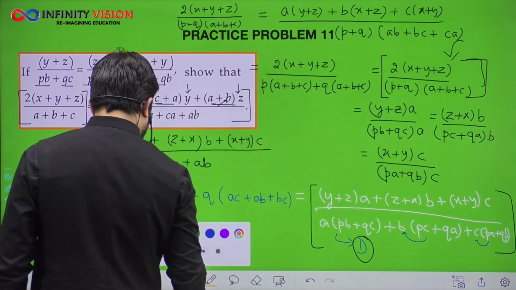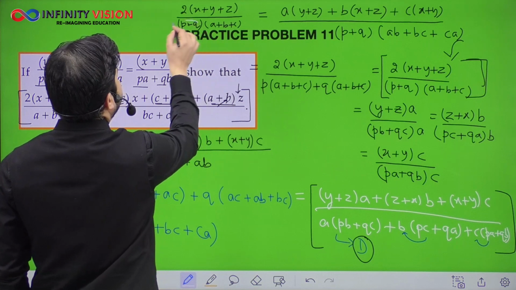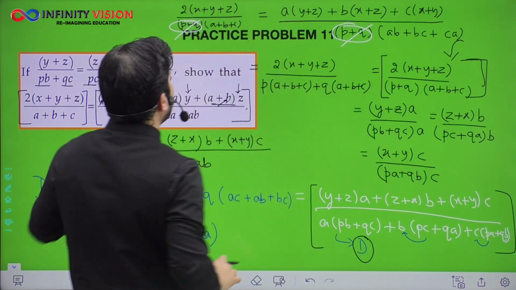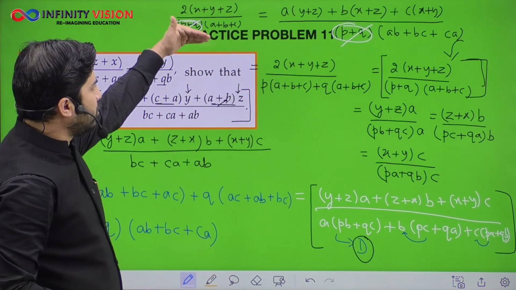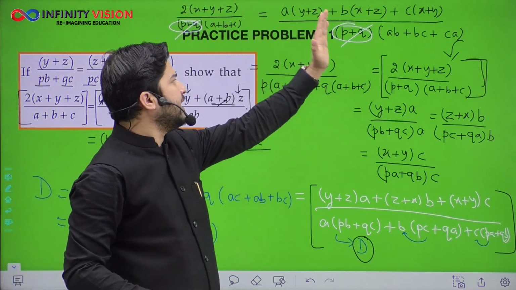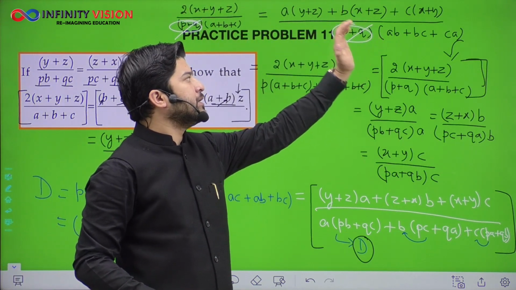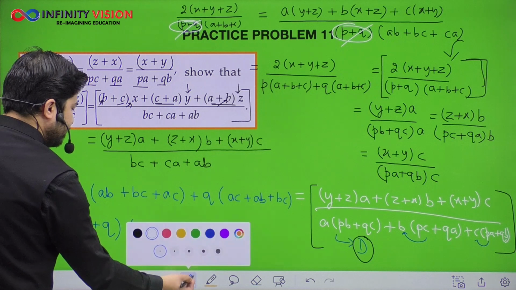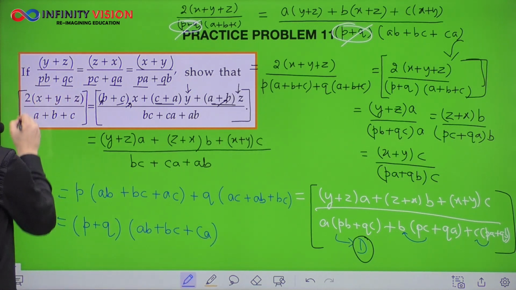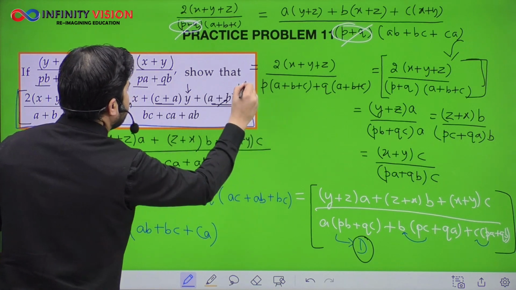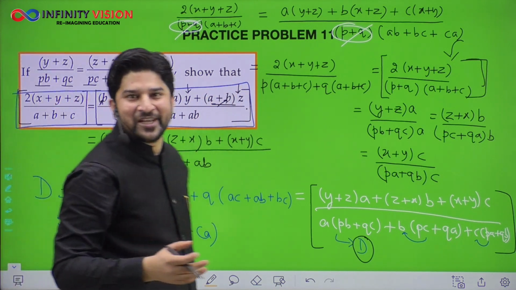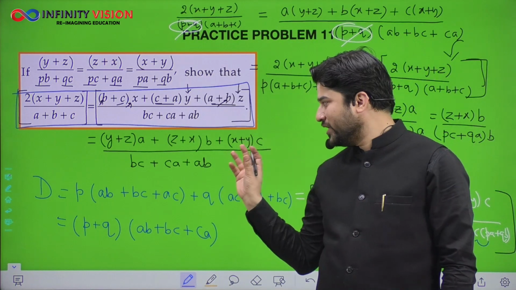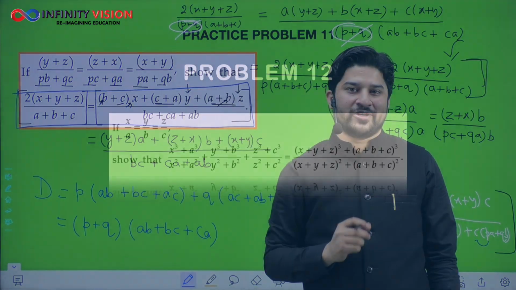Now when you look into these two equations, you would be able to see that p plus q and p plus q are common, so it can be cancelled out. And what you got, twice of (x plus y plus z) upon (a plus b plus c) equals a into (y plus z) plus b into (x plus z) plus c into (x plus y) divided by (ab plus bc plus ca), which is nothing but your equation which you need to prove. Oof. It was a lot of calculations, a lot of things going on, but you have sorted yourself out because what you needed to do, you just needed an eye to see the symmetry.